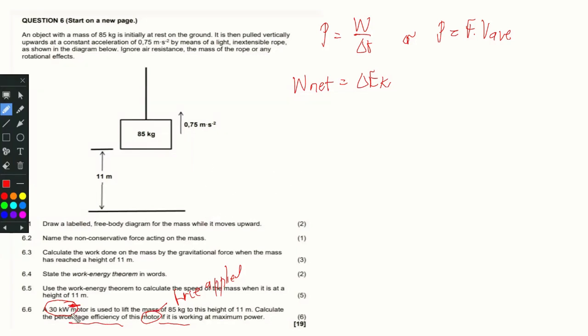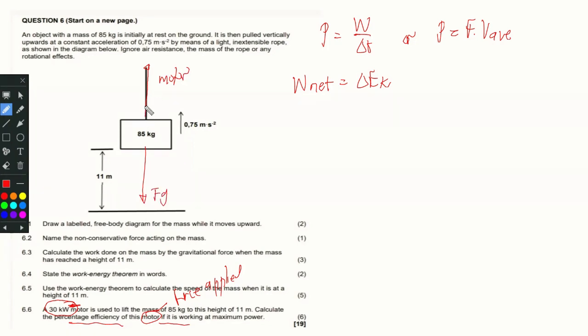So they say a 90 kilowatt motor is used to lift the mass of 85 kg to this height of 11 meters. Calculate the percentage efficiency of this motor. So obviously it's this one that we considered. So the motor acts as that. And then obviously we know that gravitational force is this.